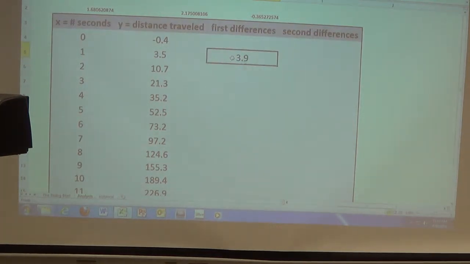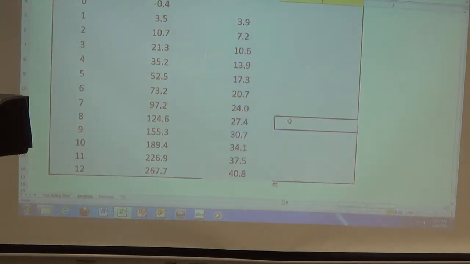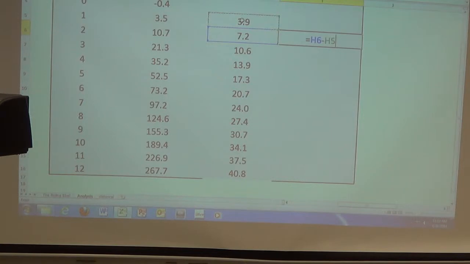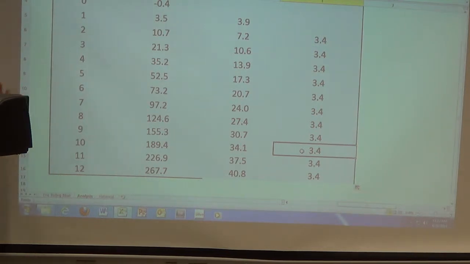So what I'm going to do is equals that guy minus that guy. So that first difference is 3.9, and then using Excel we can drag this down. And those are those first differences right there, 3.9, 7.2, 10.6, and so forth. Fair enough? Now the second differences are going to be equals this guy minus that guy. And then we'll drag this guy down.